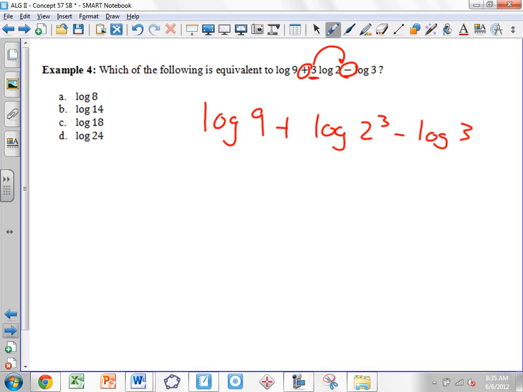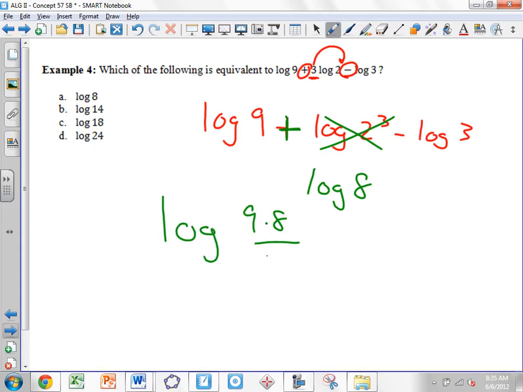What's 2 to the 3rd, everybody? Isn't it just 8? So this is log 8. So I'm just going to rewrite it like that. All right, so I got log 9 plus log 8 minus log 3. When there's a plus, where did it come from? The numerator or the denominator? And the minus came from the denominator. So just write one fraction, please, and put whatever is with a plus up top and whatever has a minus down below. Plus up top, minus down below.